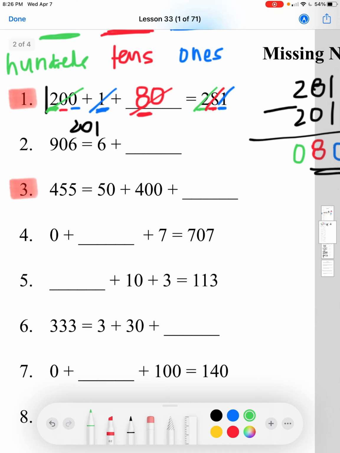Now let's look over number 3. It has 455 equals 50 plus 400 plus blank.